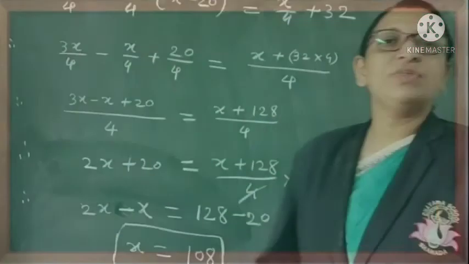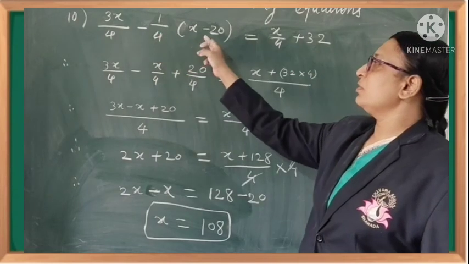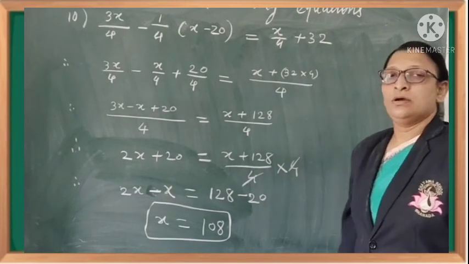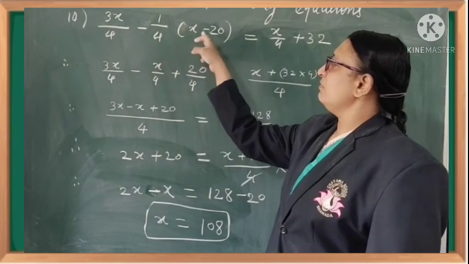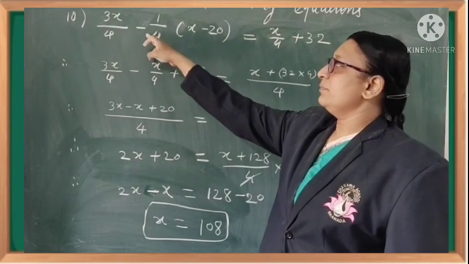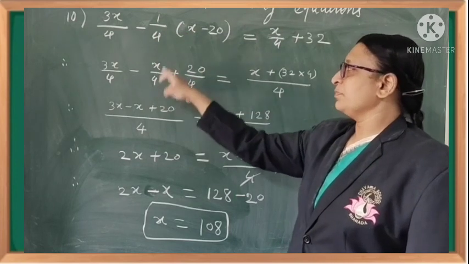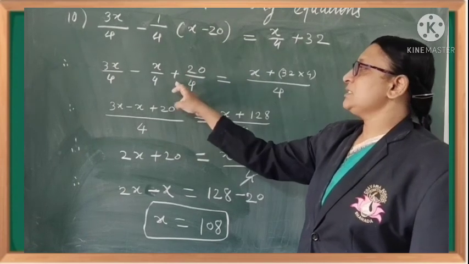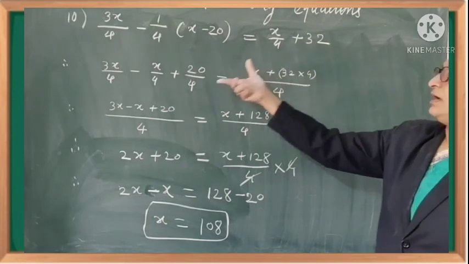So here we go with the 10th example. 3x upon 4 minus 1 upon 4 into x minus 20, equal to x upon 4 plus 32. Let us simplify this one. So 1 upon 4 will multiply to each term of the bracket. As a result, we get here negative 1 upon 4 into x is equal to x upon 4. Negative 1 upon 4 multiplied by 20 is equal to plus 20 upon 4. And the remaining expression we write as it is.